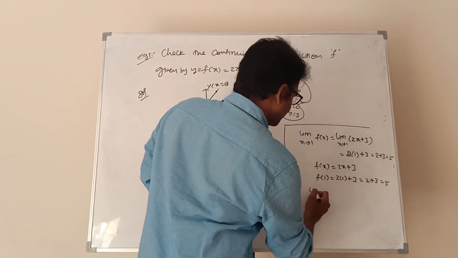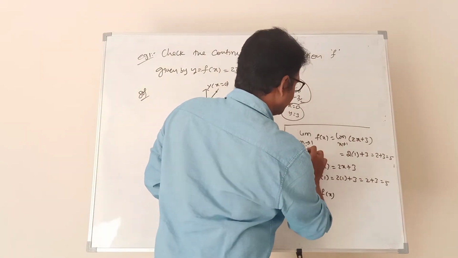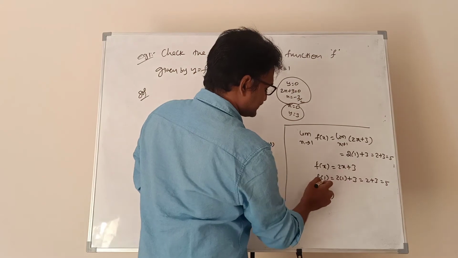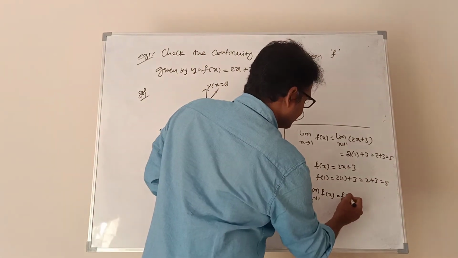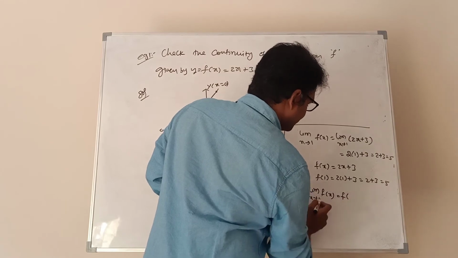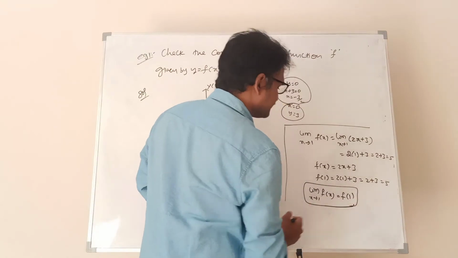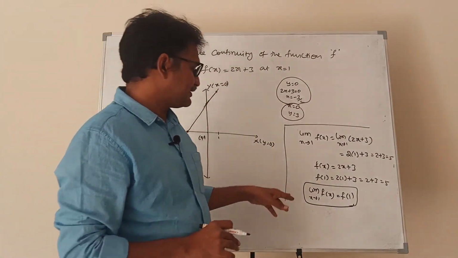So limit x tends to 1 of f of x is 5, and f of 1 is also 5. That means limit x tends to 1 of f of x is equal to f of 1. Both are equal. If both are equal, that function is called a continuous function.